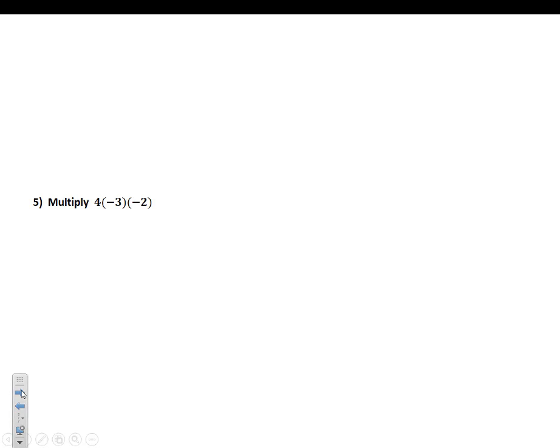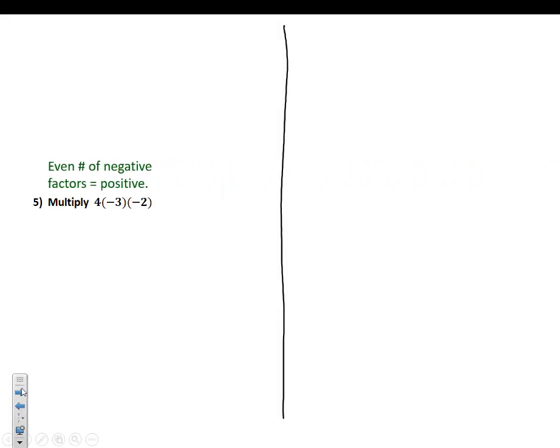This time we're multiplying 4 times a negative 3 times a negative 2. Okay, stop, look, and listen, please. When you copy these next 2 examples down, you're going to draw a line down the middle of your paper, because we're going to write something above example 5 and above example 6. Above example 5, write down: an even number of negative factors will give you a positive product. When I have 4 times negative 3 times a negative 2, I have 2 negative factors, a negative 3 and a negative 2.